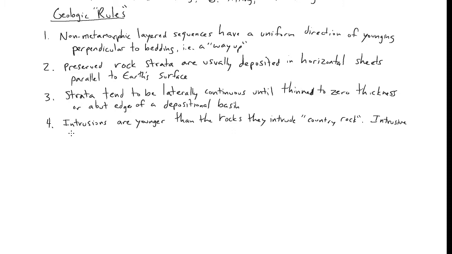Intrusive contacts form at any angle relative to Earth's surface. So unlike the sedimentary rocks, we know that they were originally horizontal. The boundary between a granite and some metamorphic rocks could have originally been at any angle. So we can't infer tilting necessarily.